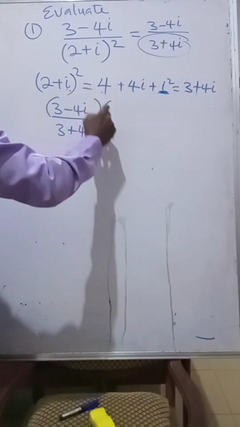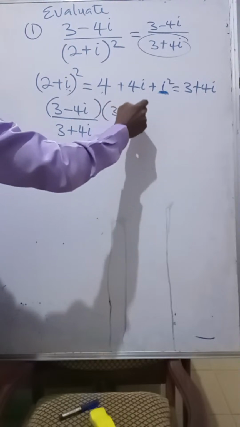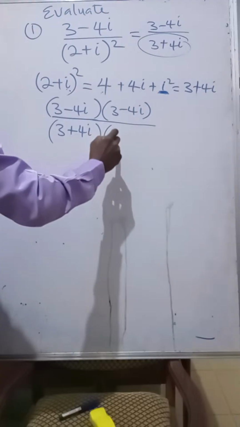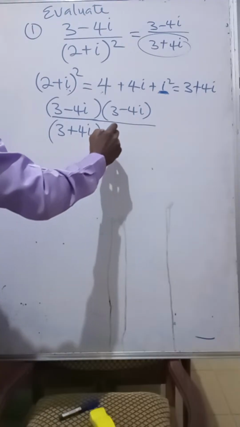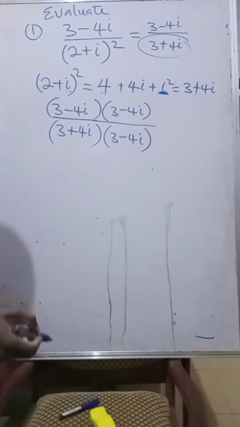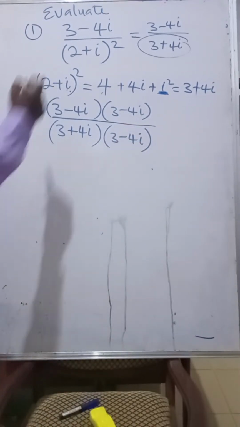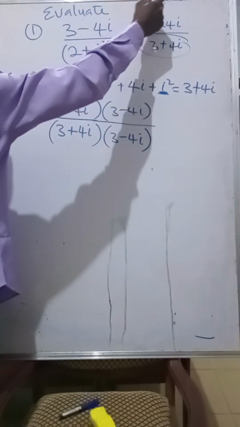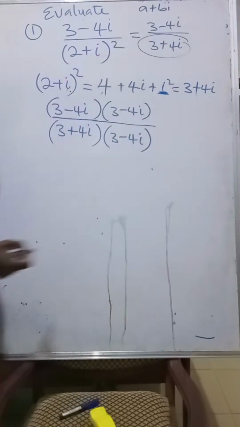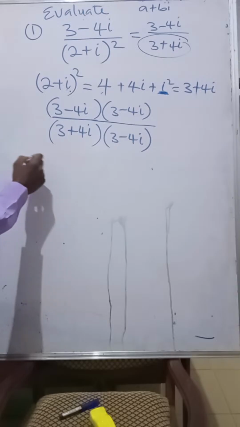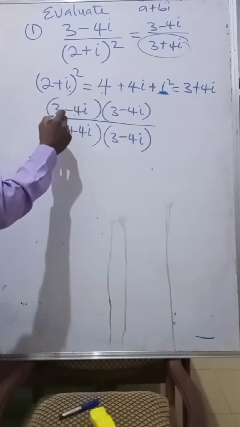The conjugate is 3 minus 4i. Okay, and the question is to evaluate and express in the form a plus bi. So that's what we have now. Then the next thing to do is to multiply out; this one will give us what?